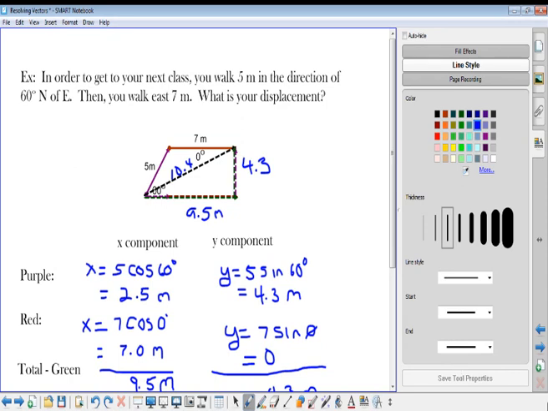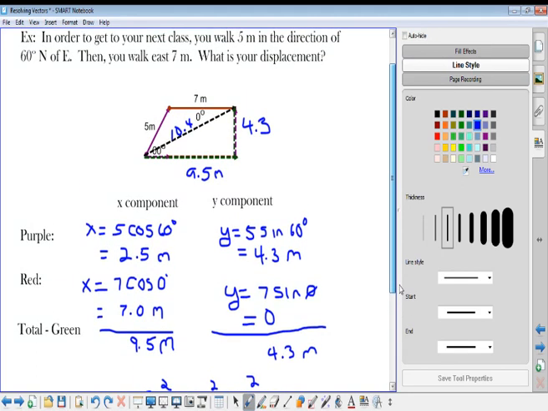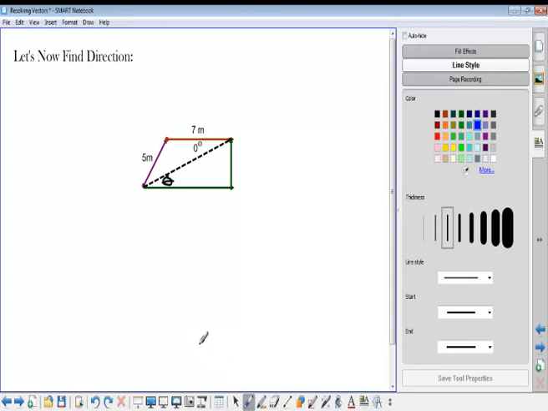Well, what about direction? Let's go to the next screen and look at direction. But before we go to the next screen, what I would recommend that you do is you pause this video and review what you see here to make sure you understand why it's important to resolve vectors into their components and use those components to come up with the magnitude of the resultant. So let's find direction now. What we found was that we've got this x component at 9.5. We've got this y component at 4.3. You found that your resultant's magnitude is 10.4.